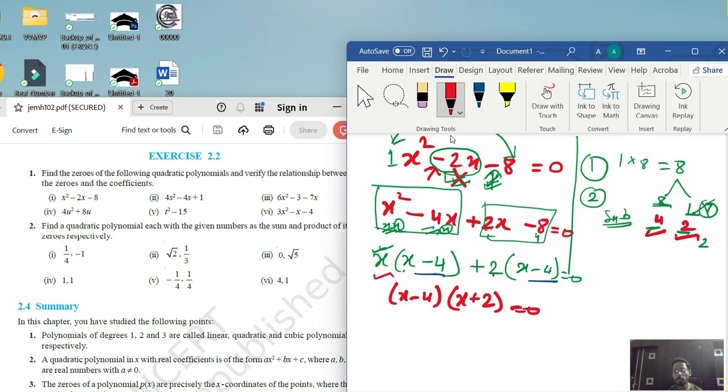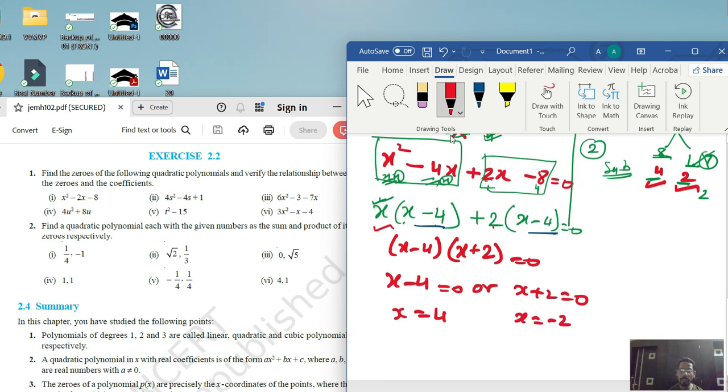Okay, so the first will be x minus 4 and the second will be x plus 2 equal to 0. So we can say x is equal to plus 4 and here x is equal to minus 2. So we can say the first one is alpha, that is 4, second one is beta, that is minus 2. Okay, this is the value of alpha and beta.